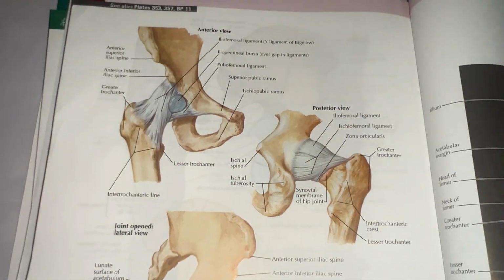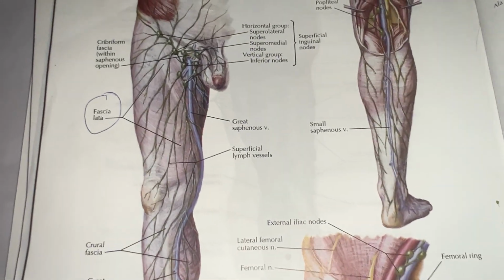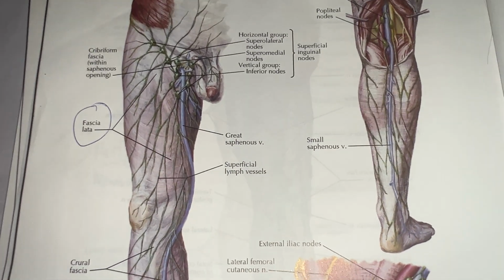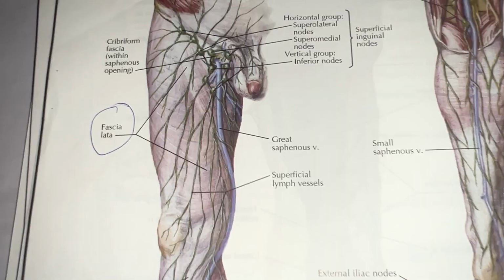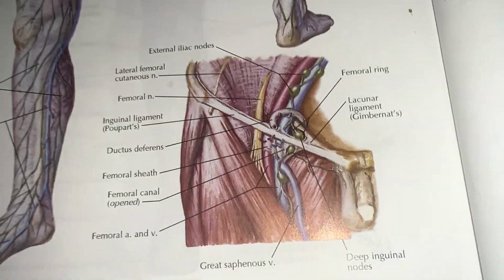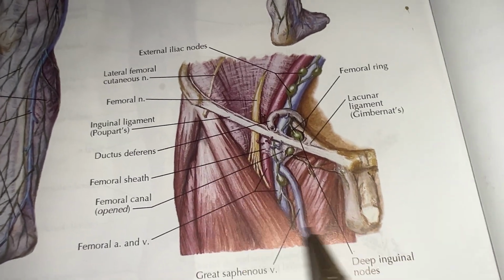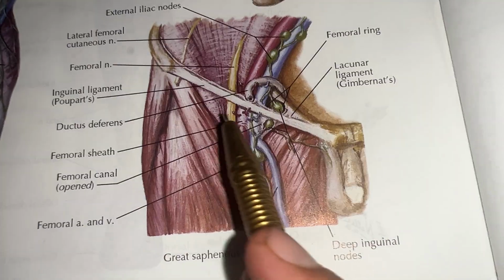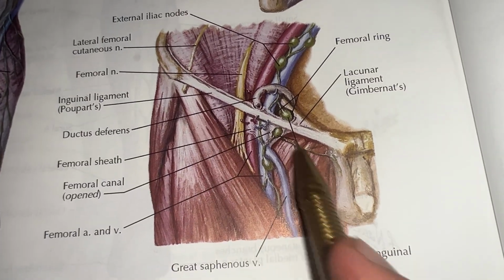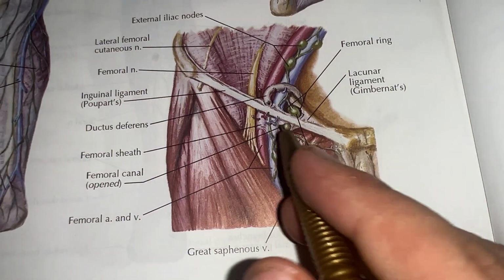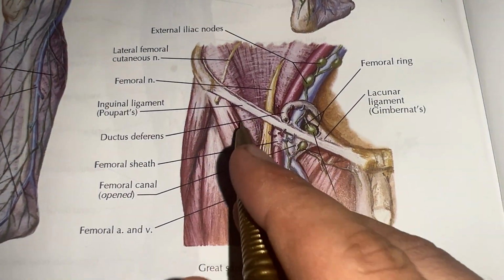So this is the anterior fascia of the anterior thigh. This is the saphenous opening. This image shows the upper part of the anterior thigh, and the upper part of the anterior thigh has the femoral triangle. So this is the femoral triangle.